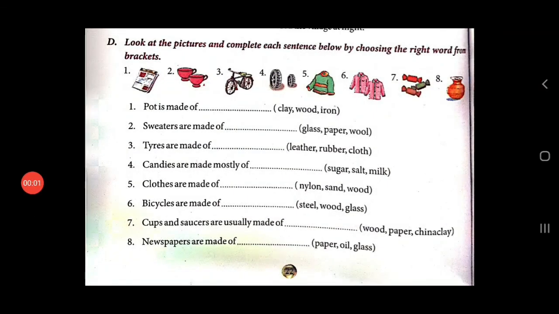With this we come to an end of chapter number 4 from your grammar textbook, children. Try to solve all the exercises. You will also get the answer key, but the first thing is, it is better you try by yourself and then match it with the answer key and make the corrections if you go wrong.